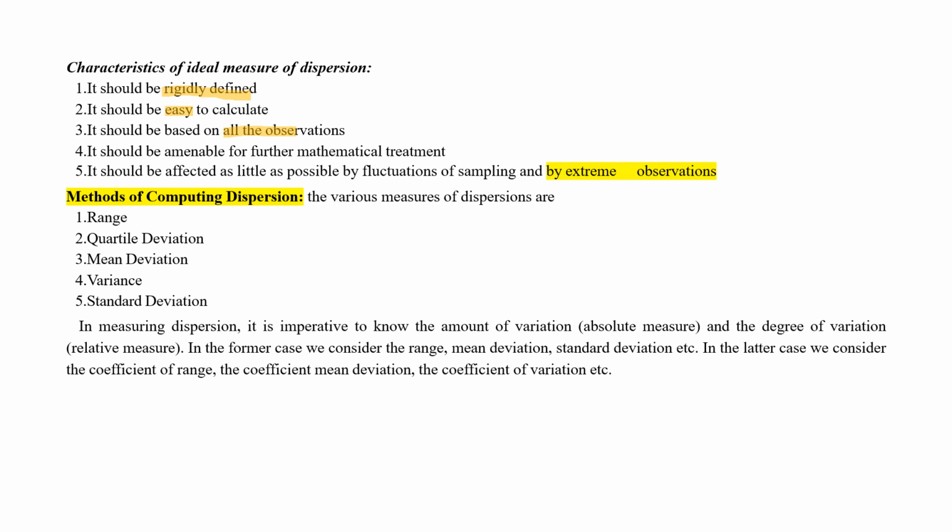We can go for range, quartile deviation, mean deviation, standard deviation or variance. These are the five types by which we can compute dispersion.